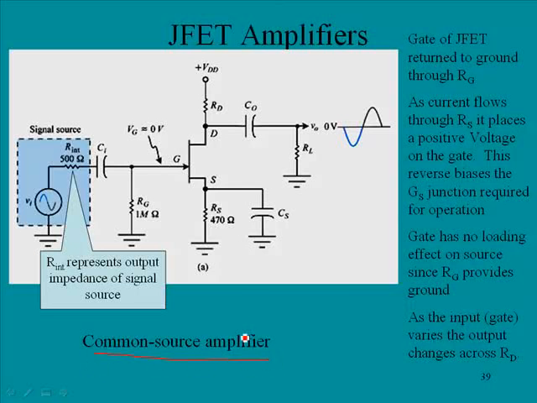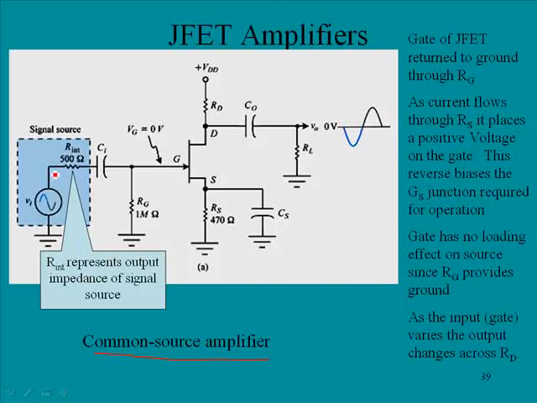A few things that we need to mention. The gate of the JFET returns to ground through RG. So remember, we have the signal source here. Notice the Rint here. That represents the internal impedance of the signal source. Remember, we talked about output impedance and how when you generate a signal, part of that signal is actually dropped across the source. And so in this case, 500 ohms is how much of that signal will be dropped across the source.